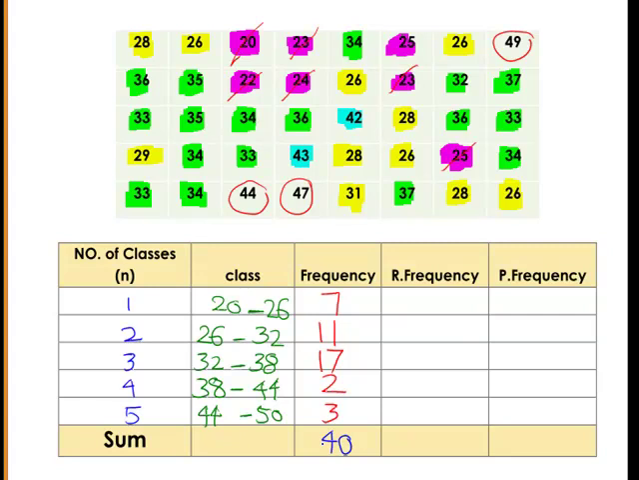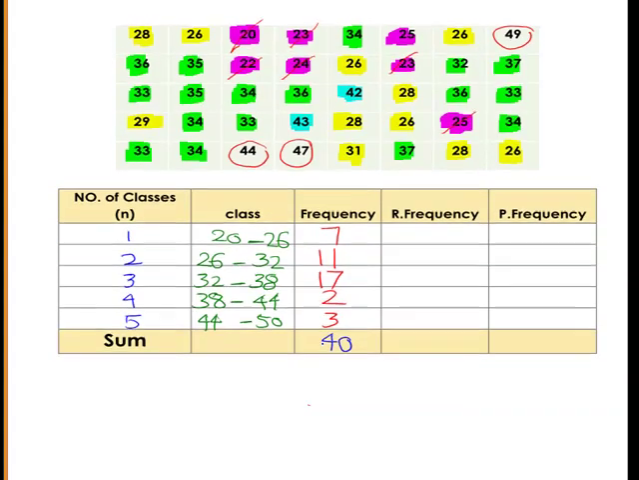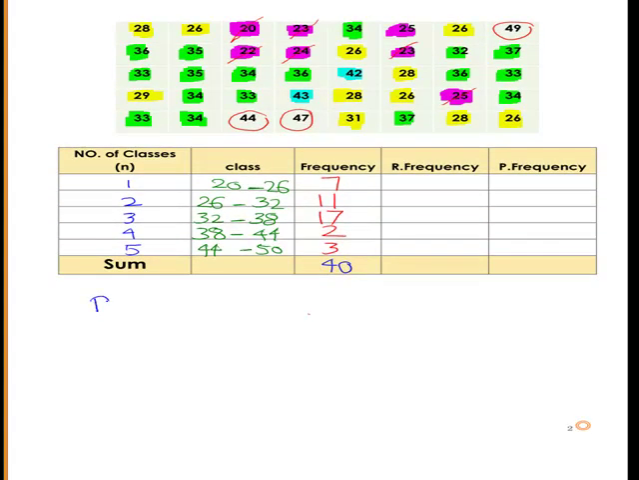Now, part B of our question is to show the relative frequency and percent frequency. So, relative frequency is equal to what? Relative frequency is the frequency of the class divided by the summation of all frequencies. Let's do it for the first class. So the frequency for the first class is equal to 7. So 7 divided by the summation of all frequencies, which is 40, will be equal to 0.175. So let's rewrite it on the table.